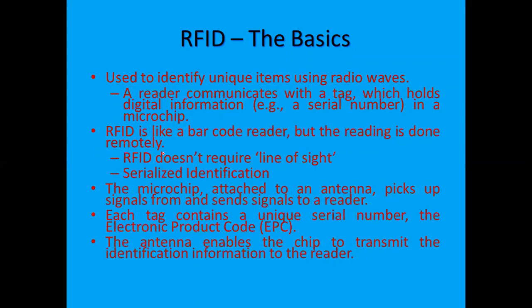Each tag contains a unique serial number, the electronic product code. The microchip is attached to an antenna. The antenna enables the chip to transmit the identification information to the reader.